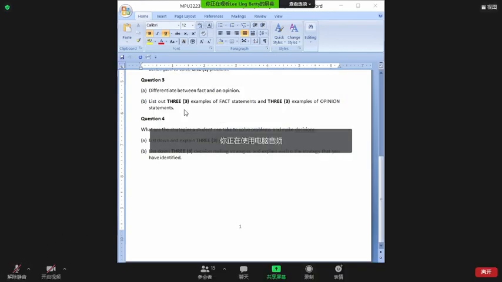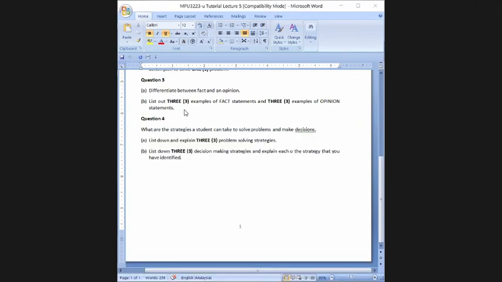solution based on your causes, your effects. Okay, all of these things will be acceptable in terms of 3 problem solving strategy. Try to list down. All right. And for B, 3 decision making strategy and explain each of the strategy. Okay, decision making strategy. All right.